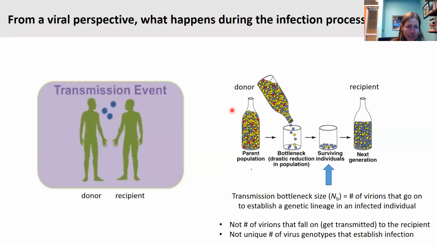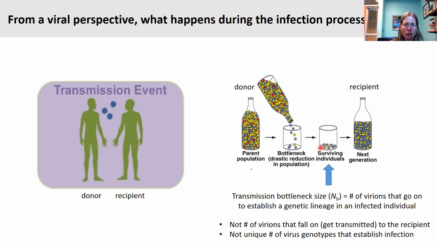We're asking questions about the transmission bottleneck. So we can imagine that over here we have the donor with all these little marbles of different colors. Those could be different genetic variants, for example. So we have this parent population, and then during transmission, we have this bottlenecking, right? So we have these surviving individuals that really establish genetic lineages in the recipient host. And so we're interested in understanding or quantifying the transmission bottleneck size, which we'll call NB, which is just the number of virions that go on to establish a genetic lineage in an infected individual.